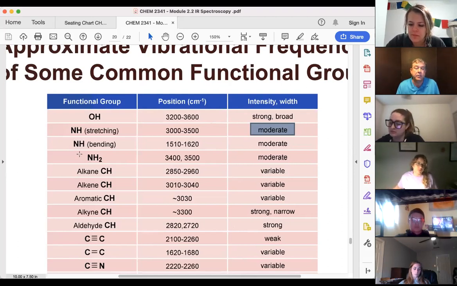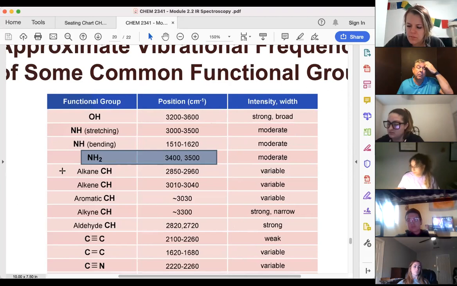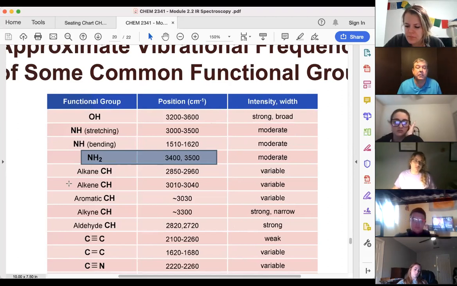And notice the NH2 right here, it has those two peaks there. Those are two peaks independently vibrating together. Our alkyne is variable because it depends on the polarization of the system. Our alkenes are variable because it depends on the polarization of the system. And our aromatic protons are also variable. So they can be very high or very low in intensity some of the time.